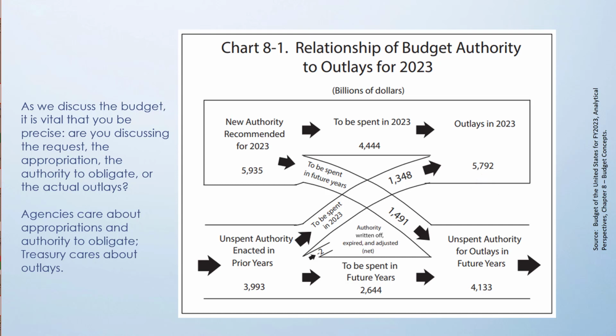If you are running an agency or running a program office within an agency, you care about this new authority because those are the contracts you can write. Those are the people you can hire. If you're the Treasurer of the United States, you care about the outlays because that's the cash you need to have on hand to pay the government's bills.